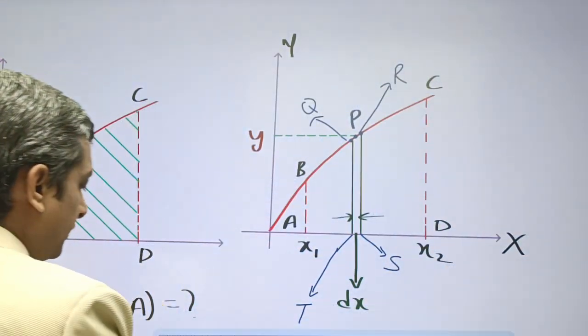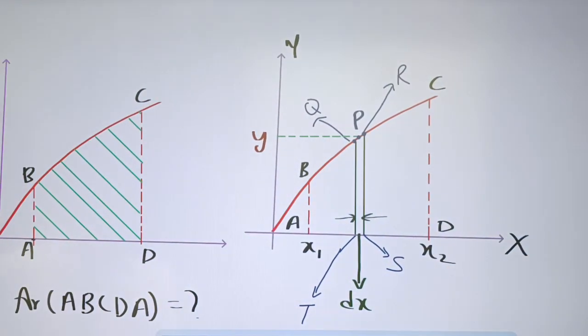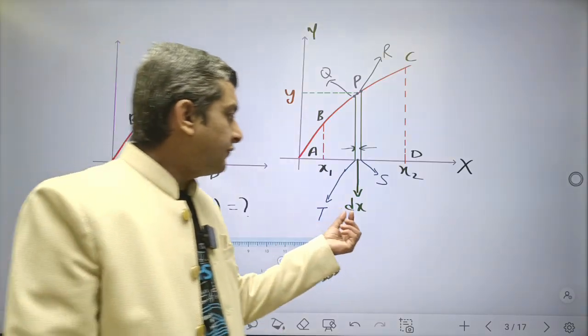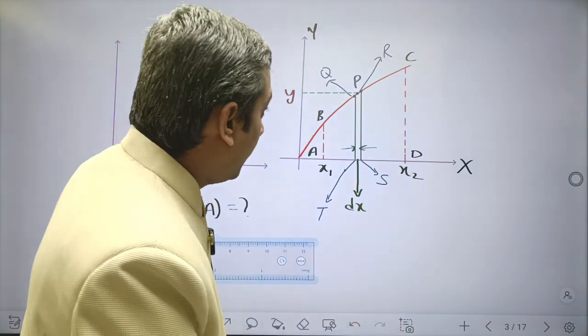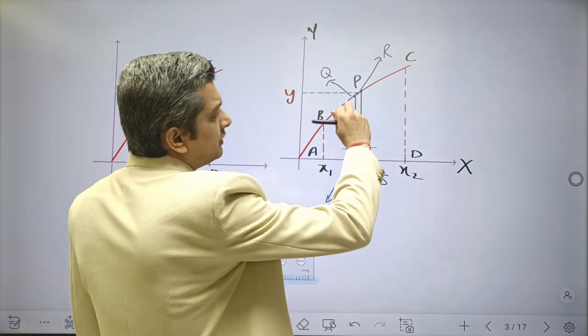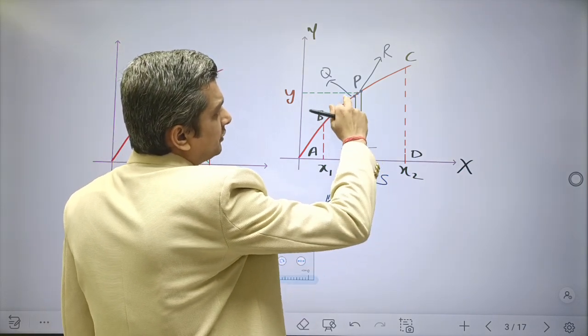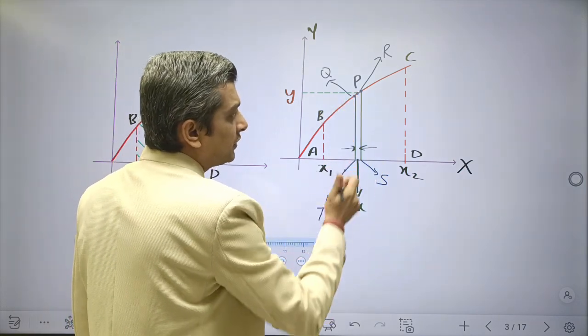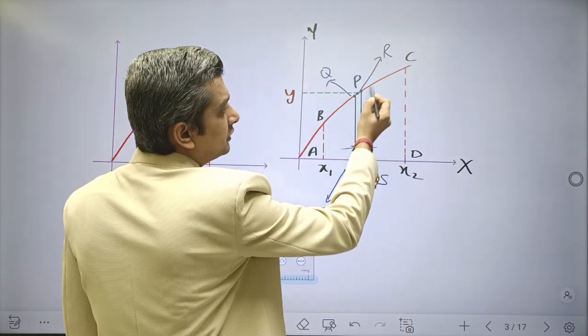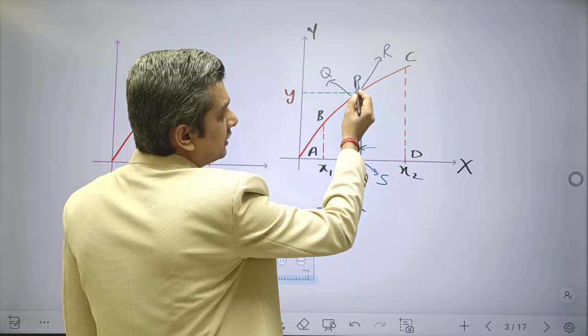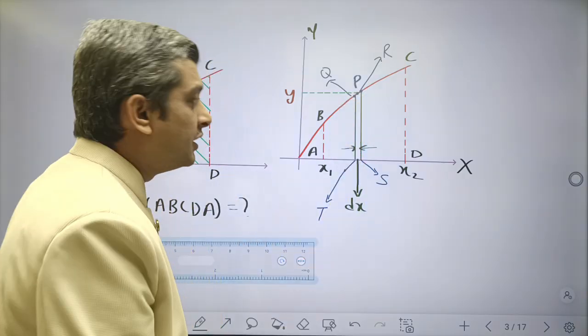So the very first step is we have to take the elementary strip having infinitesimal small width dx. This is the first step. And in this step we have marked the vertices, that is r q t s, and the center of this portion of the curve which comes under this elementary strip is taken as point p, isn't it?